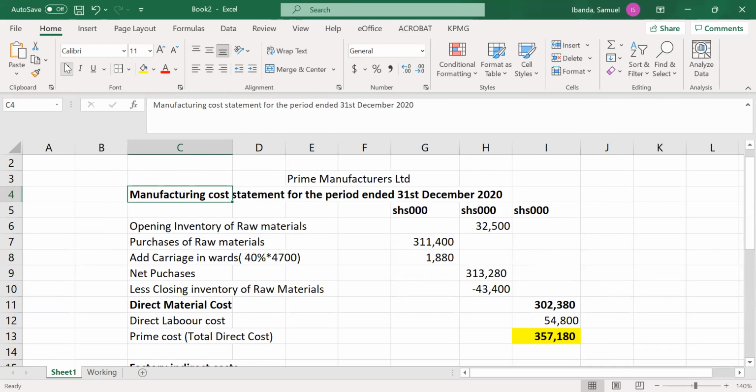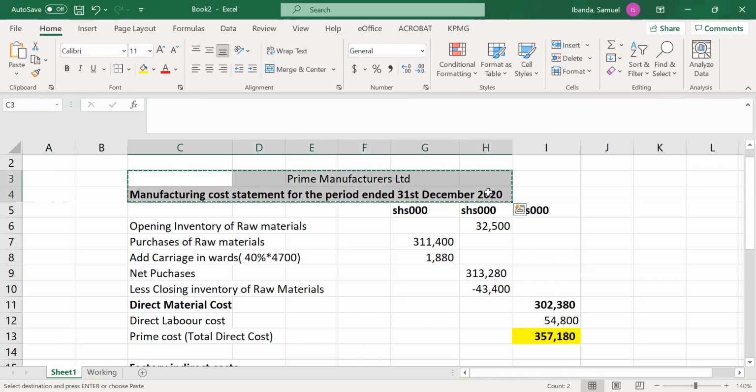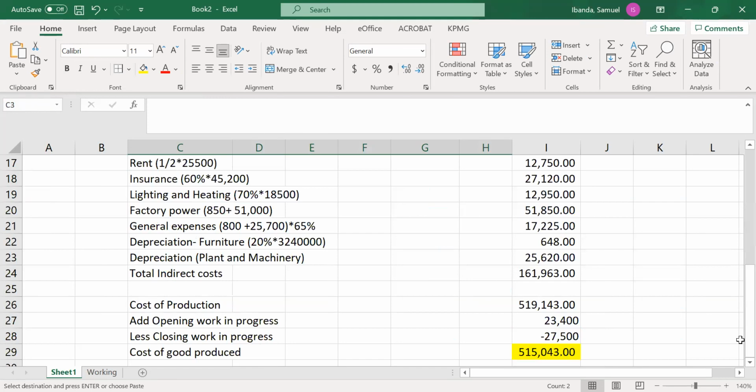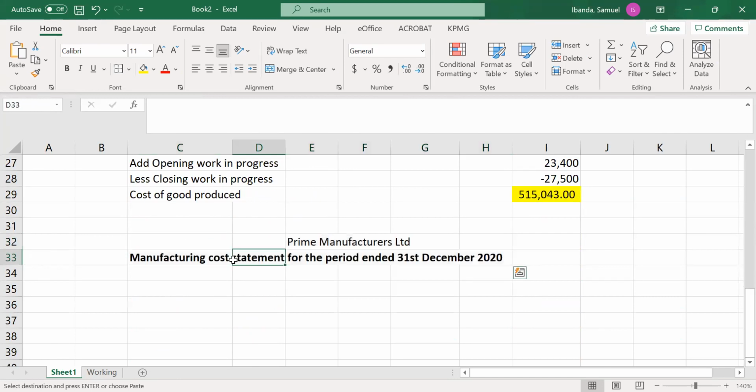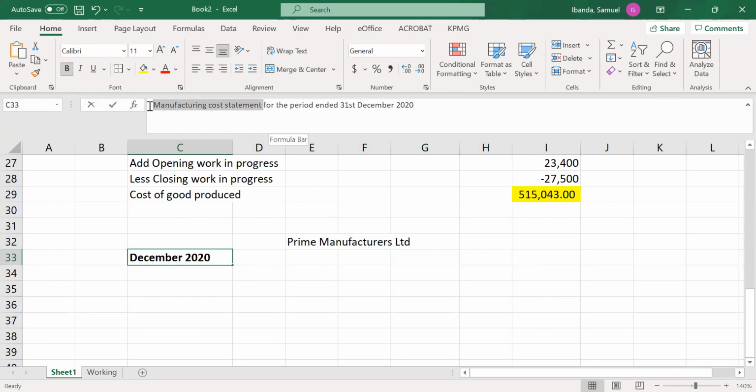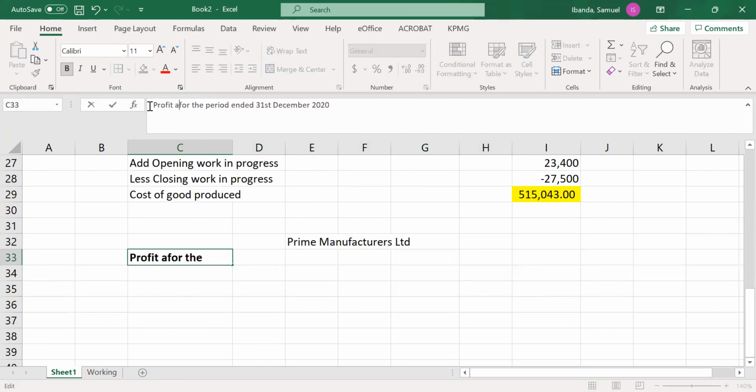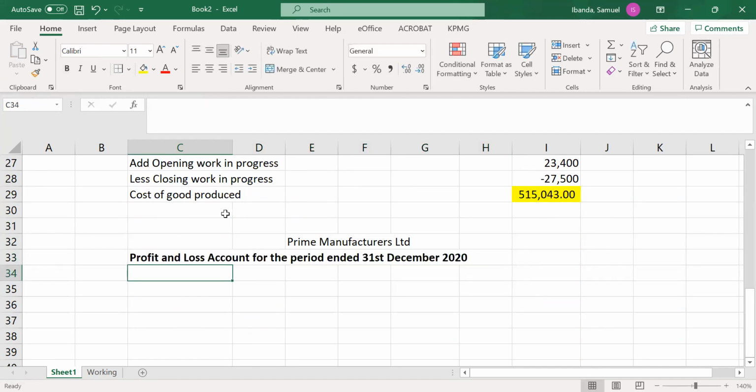So the next thing that we are going to do is to draw up our profit and loss. So this figure is taken to the profit and loss, and that's why we draw up the manufacturing statement first. Some students may draw these documents at a go, but today was just for learning purposes. Profit and loss account for the period ending 31st December 2020.